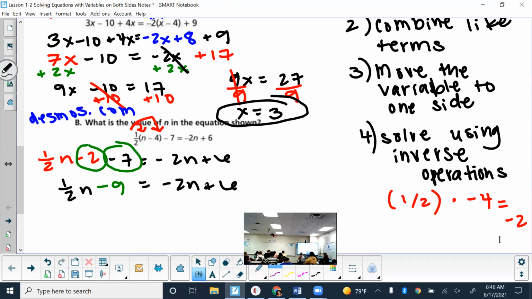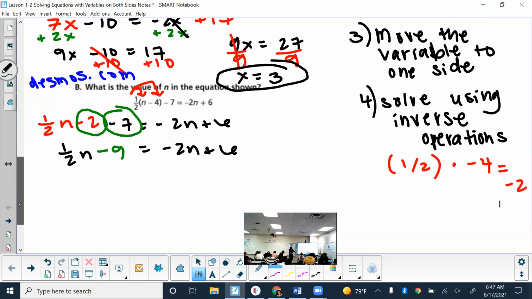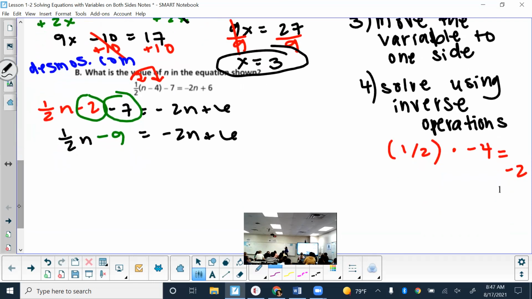Step 3, we need to move the variable to one side. Doesn't matter which one you decide to move, which one do you think would be easier to move? All right, some say 1/2. We can do that. How can I make it cancel on the left side? So subtract 1/2 n on each side. On the left side, the 1/2s cancel. So I have just -9.